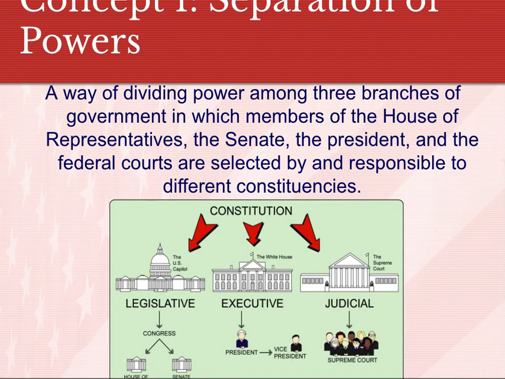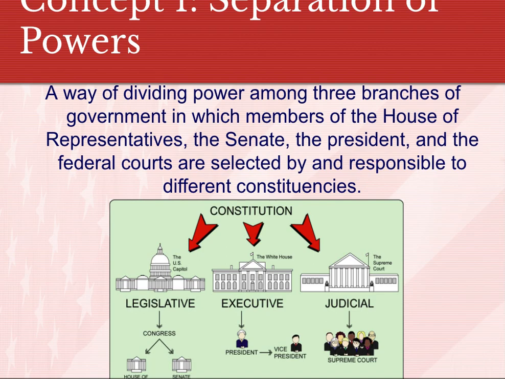Separation of powers. Separation of powers is a way of dividing power among the 3 branches in which members of the House, Senate, President, and federal courts are selected by and responsible for different areas of the government. So, in short, what this means is that power is divided evenly among the 3 branches.